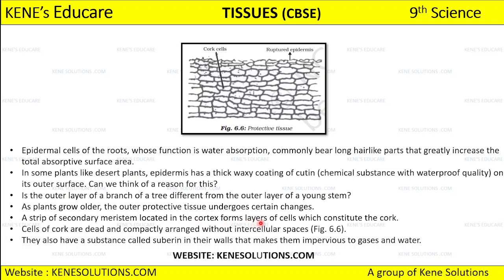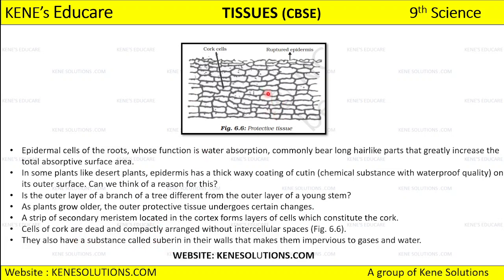They are going to form layers of cells, and those layers of cells form the cork. Can you see these cork cells which are present, and these are the ruptured epidermis which are present on the top. The cells of the cork are going to be dead and compactly arranged without any intercellular spaces. If you can see here, they are compactly arranged cells, and there is no intercellular space present between them. They also have a substance which is called suberin.